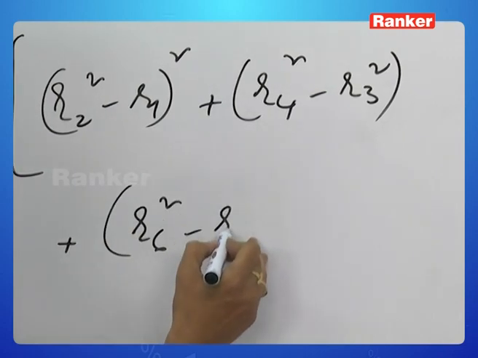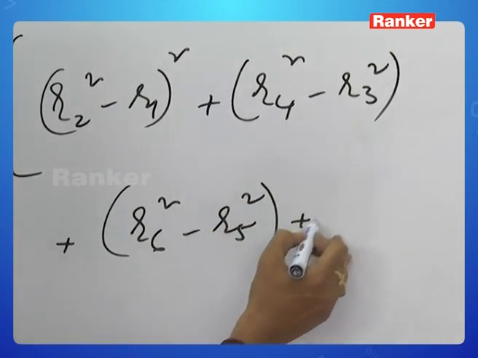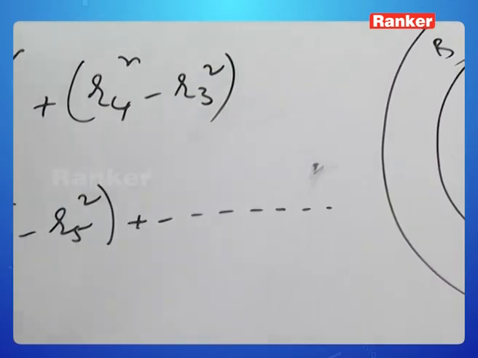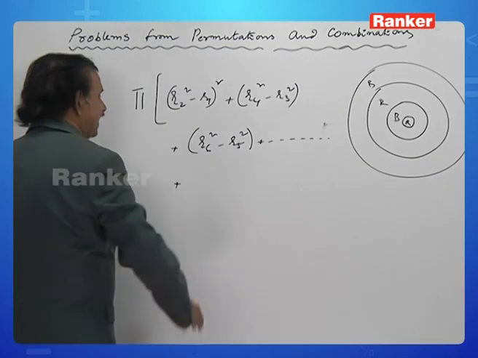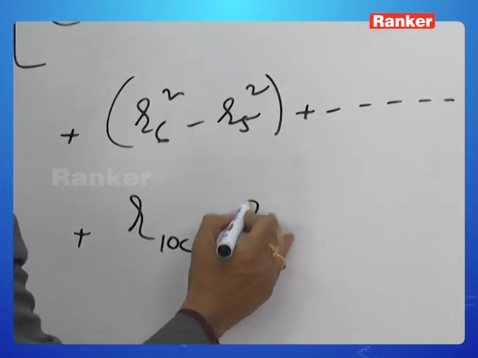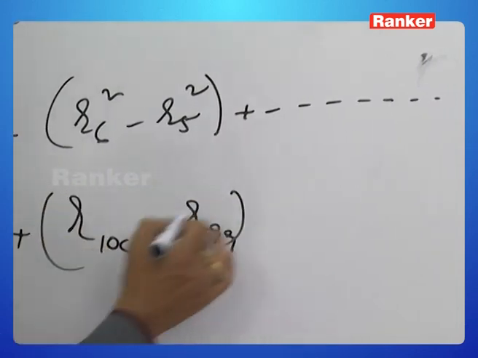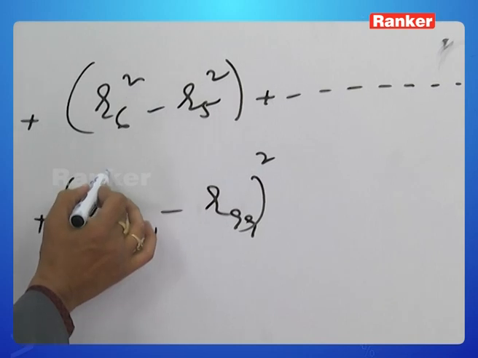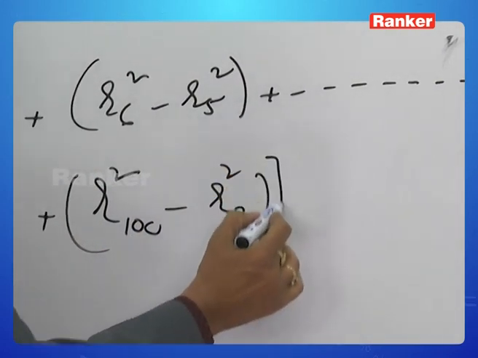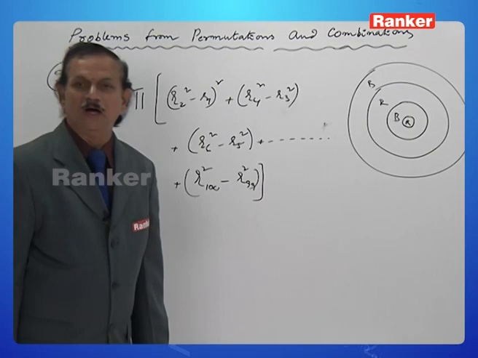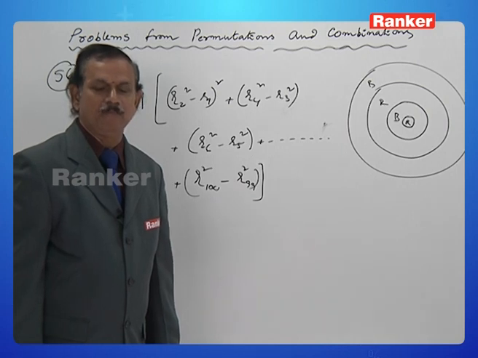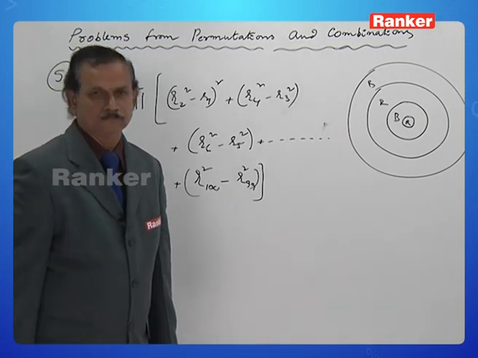R6 square minus R5 square, and so on, etc. What will be the last one? R100 square minus R99 square. This is the required area, as he asked us to find the area of the blue region only.